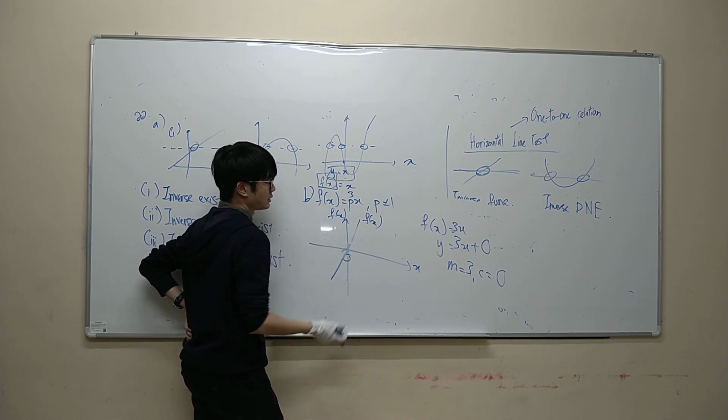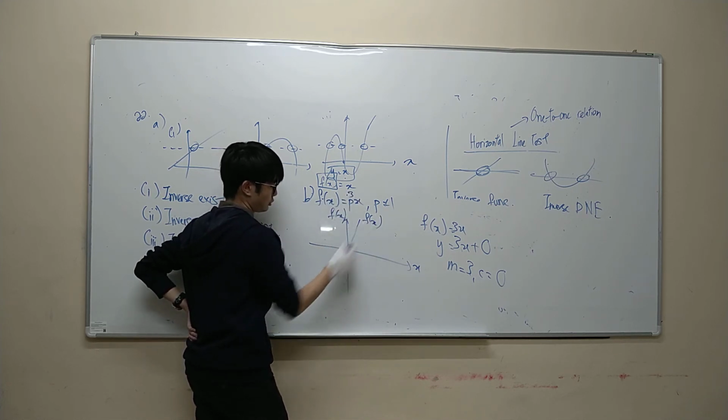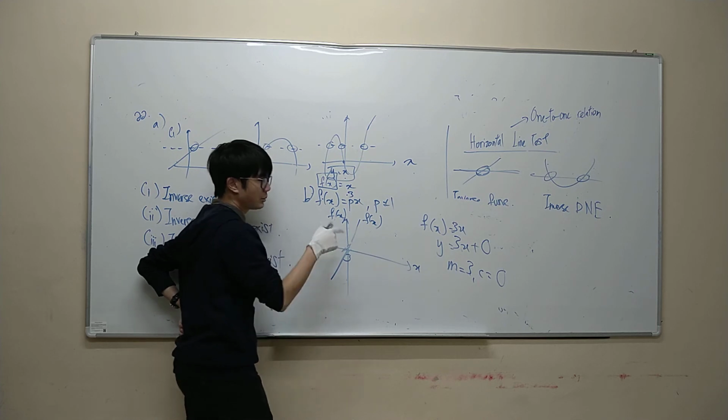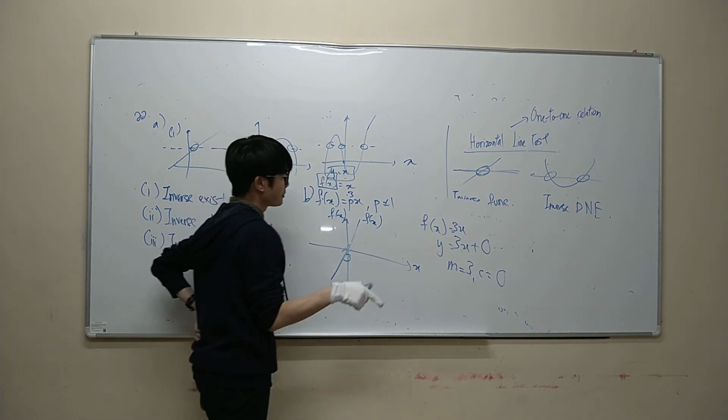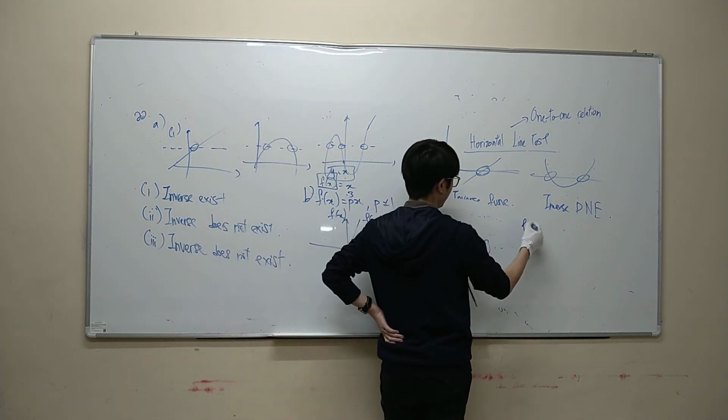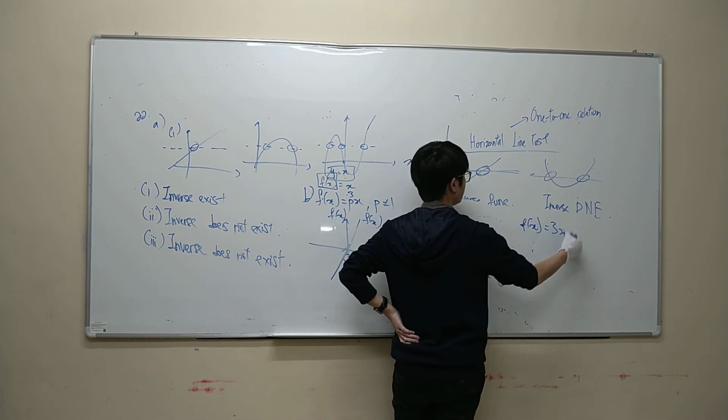And what about f inverse? Let's say f(x) is 3x, you draw it like this. What about f inverse? Because they want you to sketch f and f inverse. So if f(x) is 3x, what is f inverse?